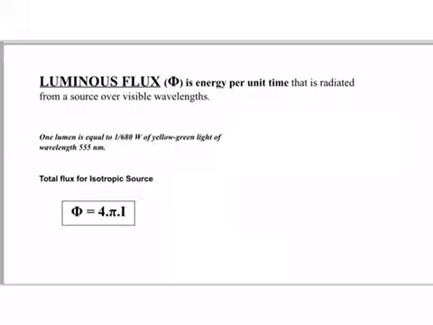Luminous flux is the energy per unit time that is radiated from a source over a visible wavelength. The unit of luminous flux is lumen. 1 lumen is equal to 1/680 watt of yellow-green light of wavelength 555 nanometers.